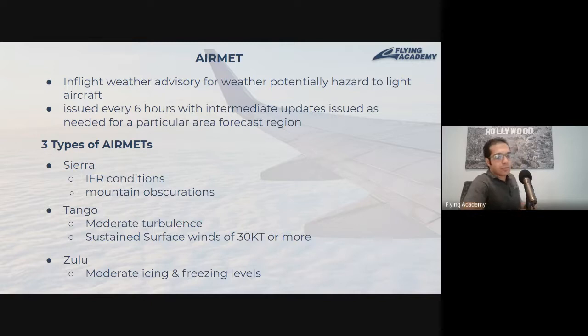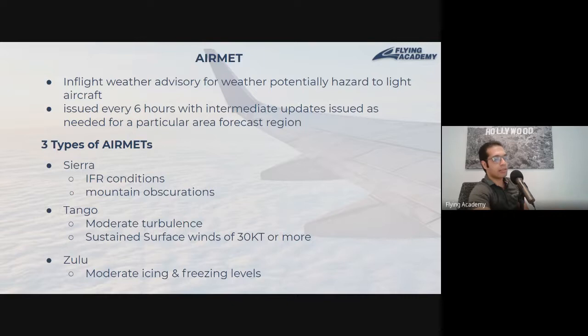So Tango is for moderate turbulence and surface winds exceeding 30 knots or more. Moderate turbulence can be microburst, wind shear, anything in that nature, associated with surface winds up to and even exceeding 30 knots. Last but not least, we have Zulu, icing conditions and freezing levels or low freezing levels.